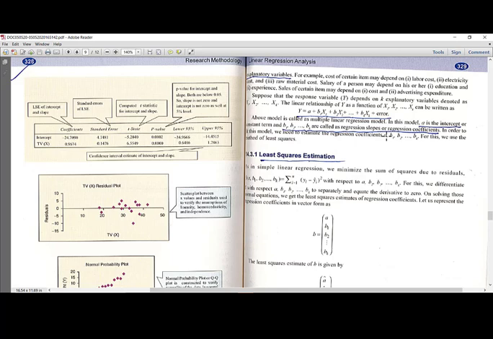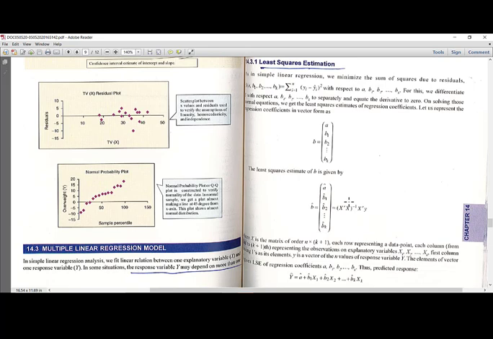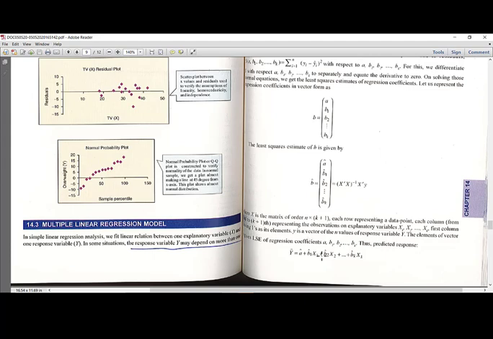For this, we use the method of least squares. Similar to whatever we had discussed in the simple linear regression model, a similar procedure is carried out here. And finally, the predicted response is written like this: Y cap equal to A cap plus B1 cap X1 plus B2 cap X2 plus etc. plus Bk cap Xk.